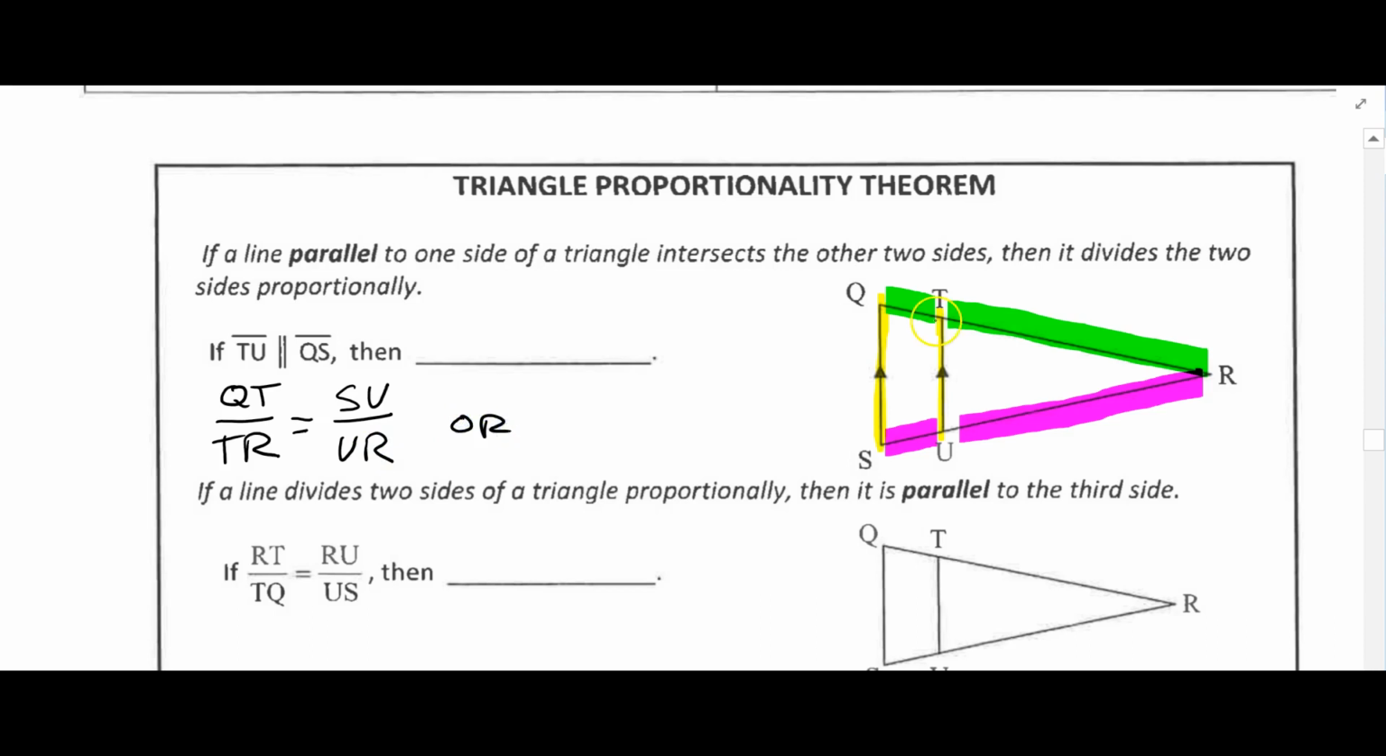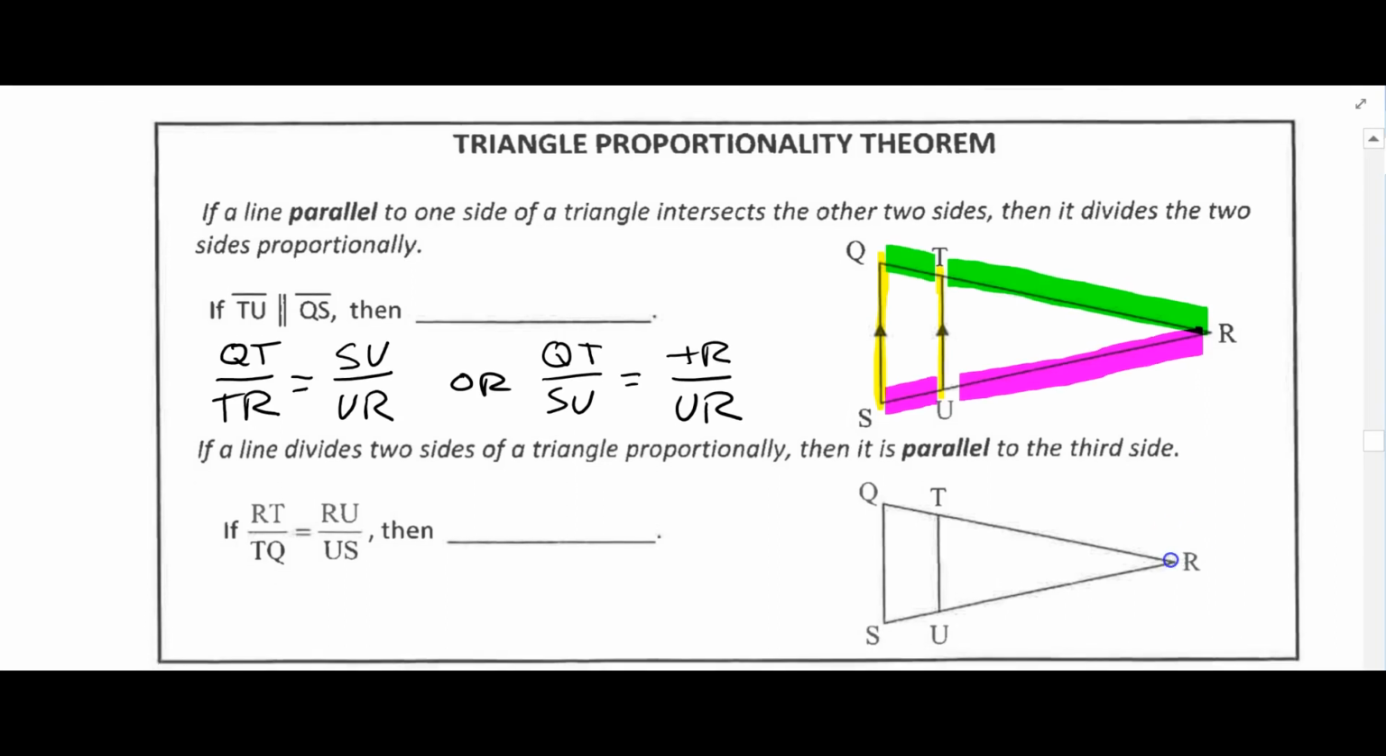So another way we could do it is I could do a ratio of the two smaller pieces to the ratio of the two bigger pieces. So green over pink is equal to green over pink. That will also work. So I could do QT over SU is equal to TR over UR. All right, and either one of these works. And again, these are just two of several different ways we could write the proportion.